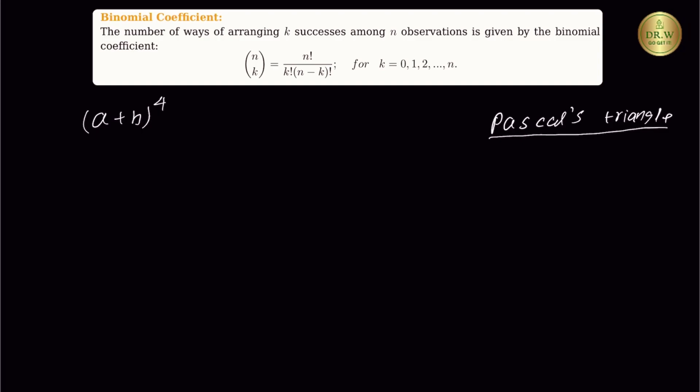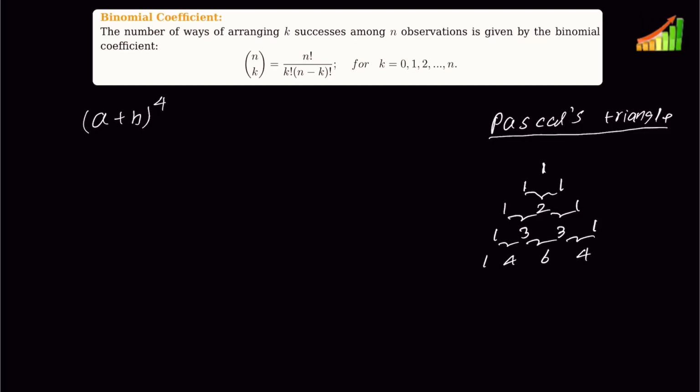First we write 1, then beside 1, 1 and 1. Then we take 1 first, then add these two numbers, that is 2, and then again 1. 1, 3, 3, 1. 1, 4, 6, 4, 1.